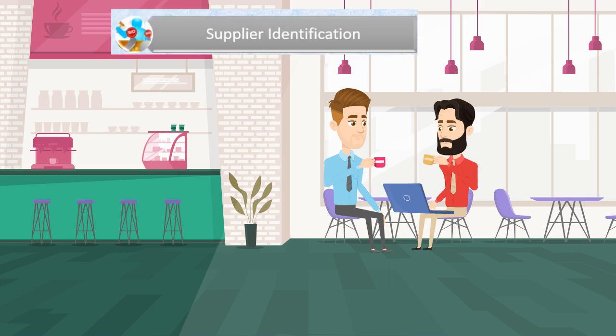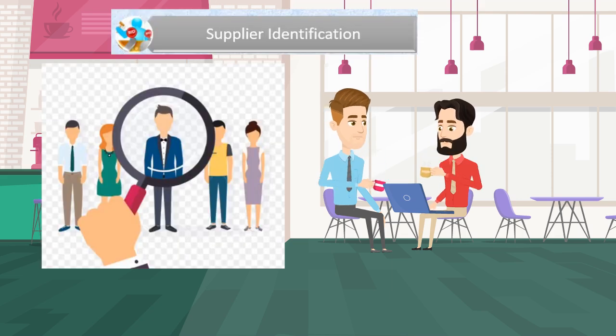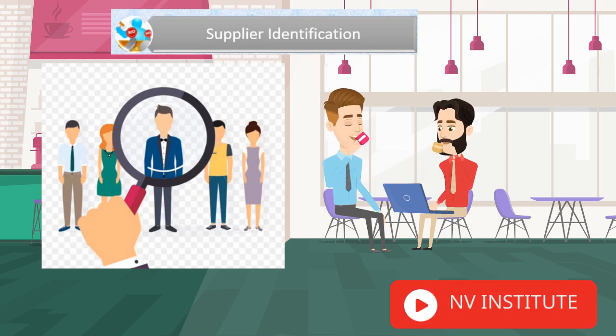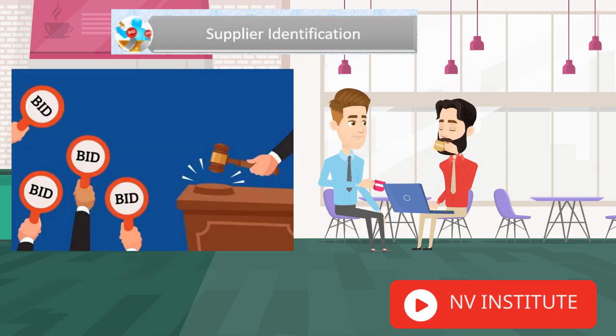Yes, Vikas. The next step is to identify a vendor who shall provide a good quality and reasonable price in the market for the identified business needs. You mean like NV Institute? Yeah, kind of. Use various processes in order to find the best vendor. Let us say identify through bidding.